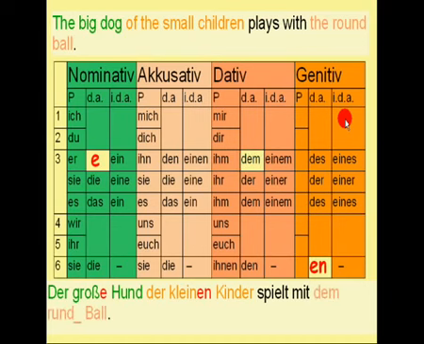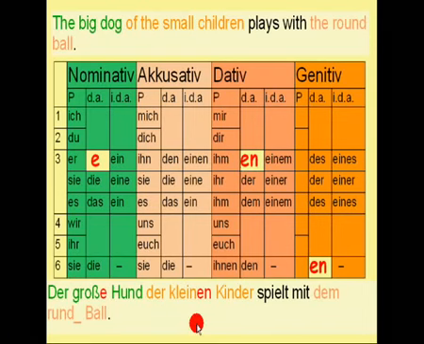So as you can see here, the sentence continues with "dem rund Ball". And obviously rund means round. And as you can see here again, the adjective is only in its basic form, and we need to add the ending. So do you remember what kind of endings we need to put after the definite article dem? It was the ending "en". So let's add it. Now the sentence is correctly translated and it reads like this. "Der große Hund der kleinen Kinder spielt mit dem runden Ball."